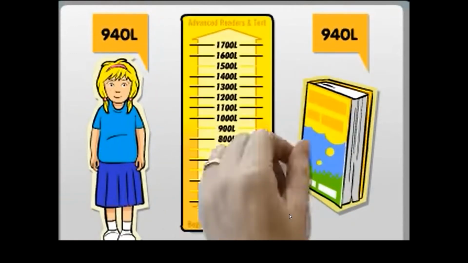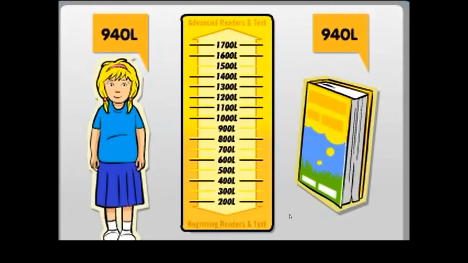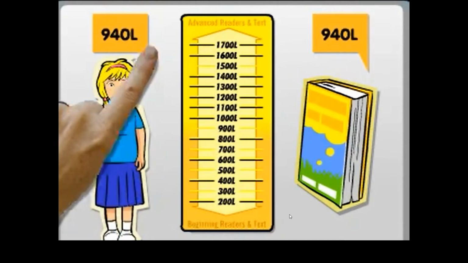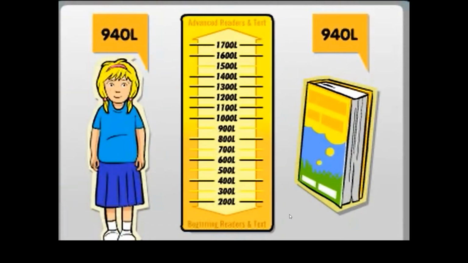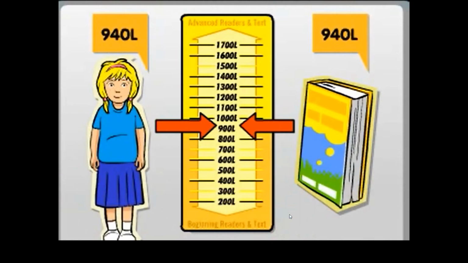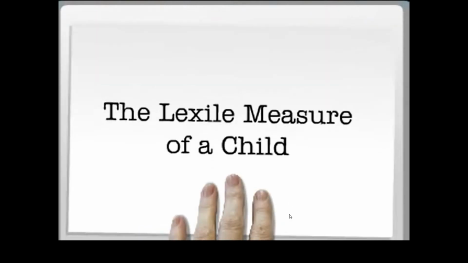The measures sit on the Lexile scale, which ranges from below 200 Lexile for beginning readers in text to above 1700 Lexile for advanced readers in text. When used together, Lexile reader measures and Lexile text measures help you to connect children with books and other materials that meet and challenge their unique reading abilities. Here's how the process works.